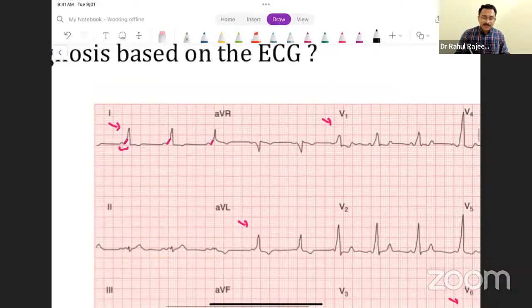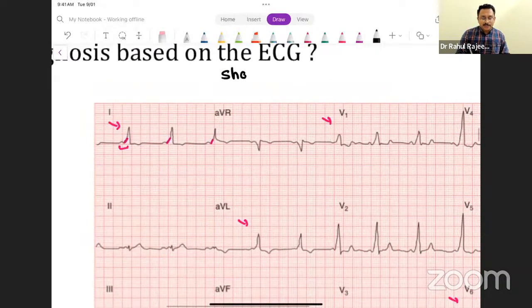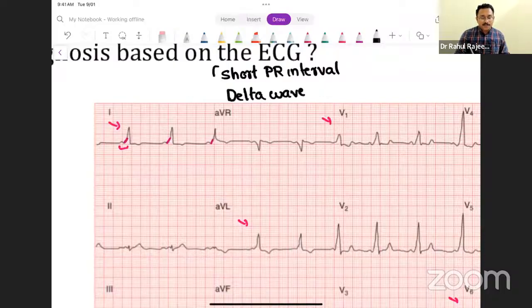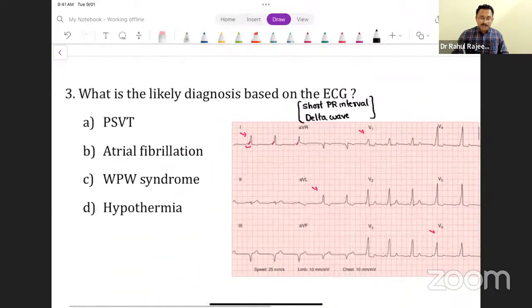So you are seeing a short PR interval. That is one finding. Normal PR interval is 3 to 5 small squares. Less than that would be a short PR interval. Along with that, you are seeing the delta wave, which is the slurred upstroke of the QRS complex. So which condition is associated with this? This is WPW syndrome. So what is going to be the answer here? Option C, that is Wolff-Parkinson-White syndrome, which is an example of a pre-excitation syndrome.